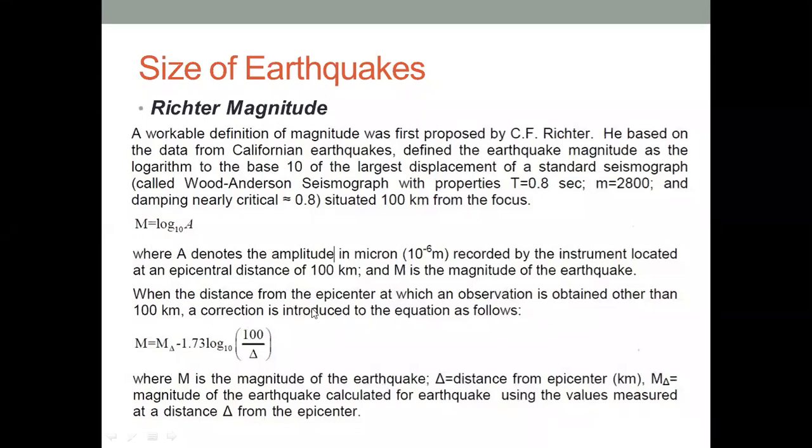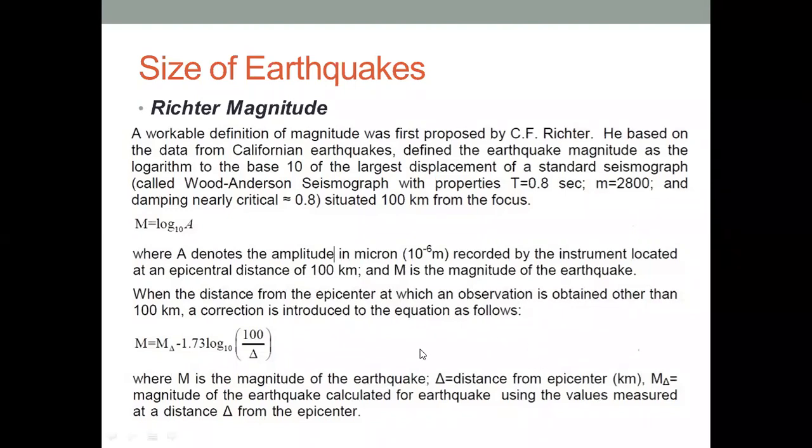What if the distance from the epicenter at which an observation is obtained is other than 100 kilometer? If you want to find out the Richter magnitude for a point more than 100 kilometer from the epicenter, then you have to use this formula. First you find the magnitude by substituting the amplitude using the earlier formula, then that value is substituted here for other distances. So for other than 100 kilometer this value is M del, where del is the distance from the epicenter. It may be 200 kilometer or 300 kilometer also.